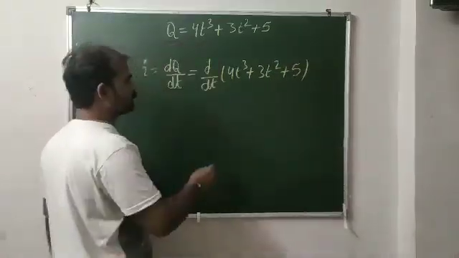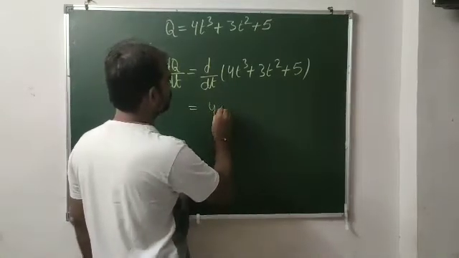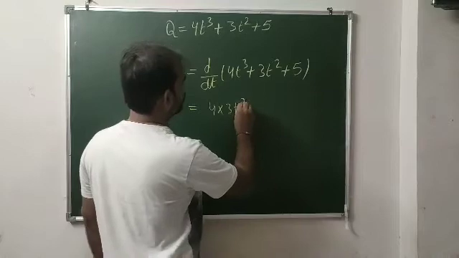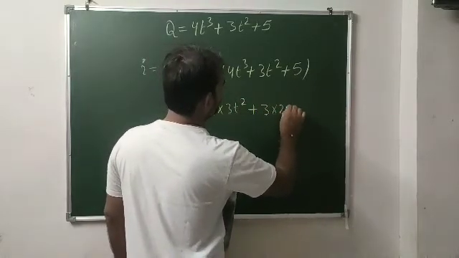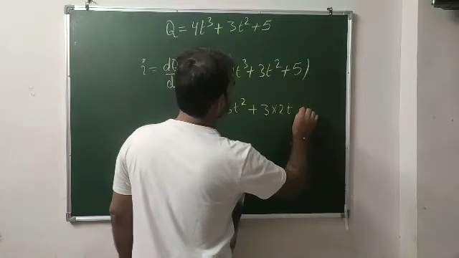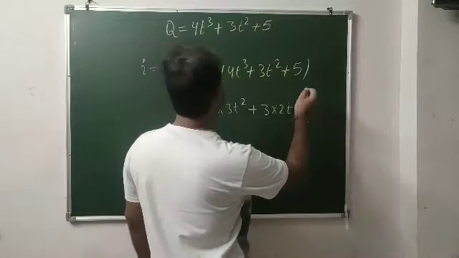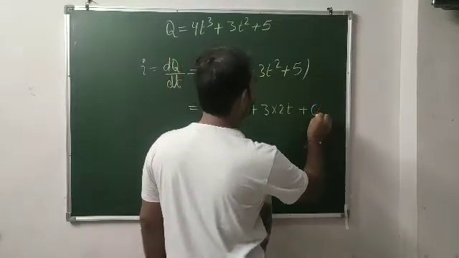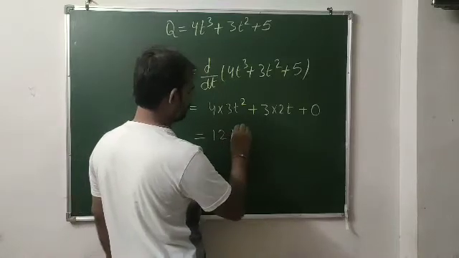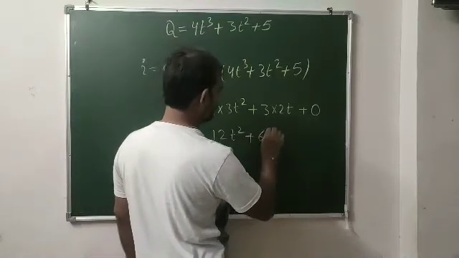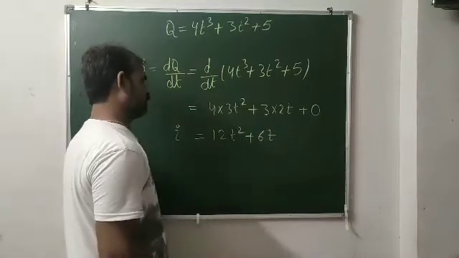Directly, students, I am going to do it. 4 into 3t square plus 3 into 2t plus the differentiation of constant term, which is always 0. So you have got 12t square plus 6t. This is your required current.